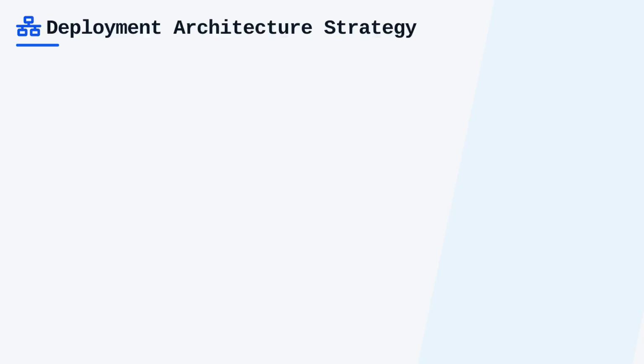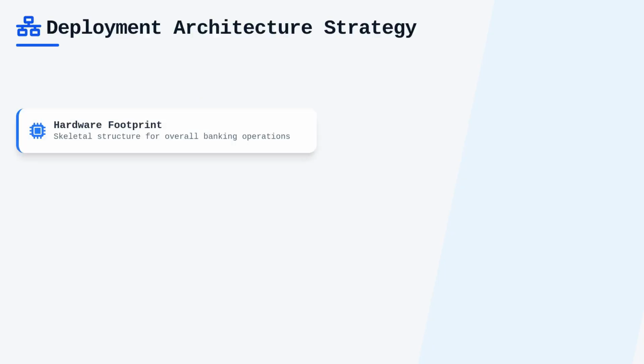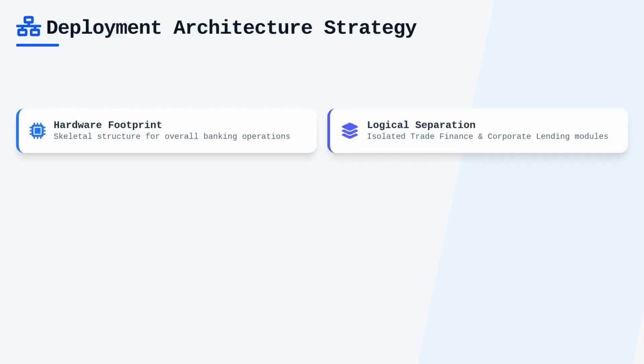When architecting these deployments, we must consider the hardware footprint and the logical separation of services, particularly when integrating ancillary modules like trade finance or corporate lending. You should think of the topology as the skeletal structure upon which the entire banking operation rests.